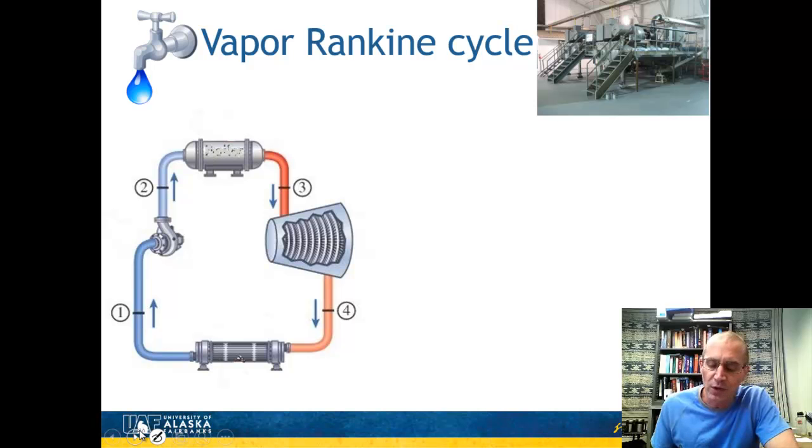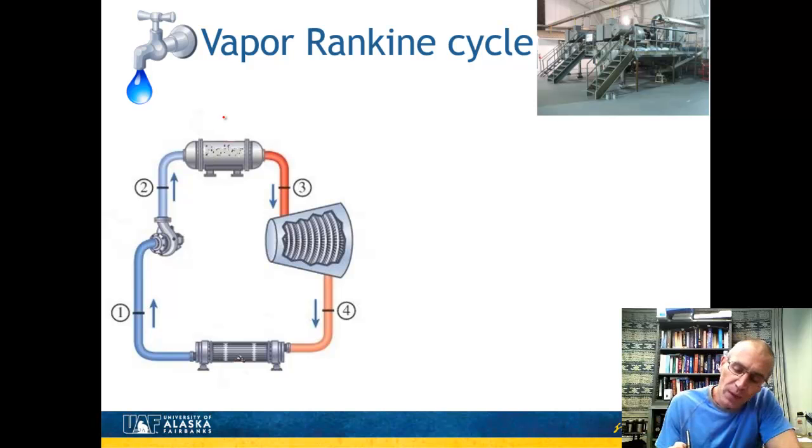So here's what the Rankine cycle looks like. The ideal Rankine cycle has 4 steps, and the key that makes it different from, for example, a Brayton power cycle is that the working fluid is going through phase change. It's going from a liquid to a vapor to a liquid to a vapor, back and forth. So here are the 4 principal components.